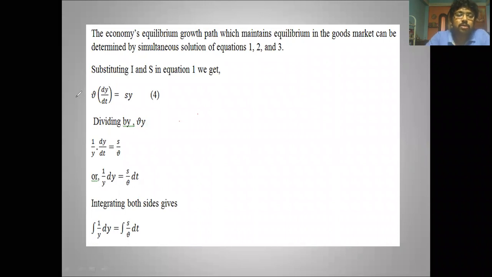Here one thing should be mentioned: the labor force is there, and it is enough. Whatever the entrepreneurs demand, the labor force will be there. So there is no scarcity of the labor force. It should be mentioned here.